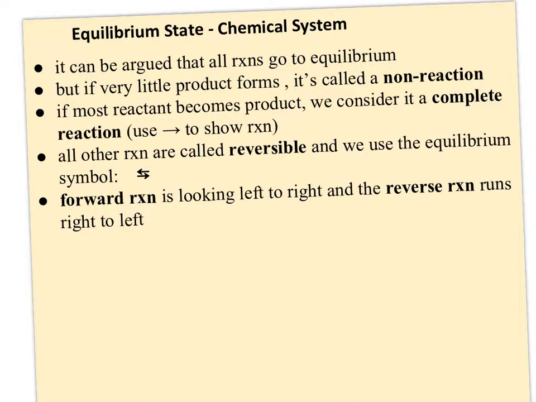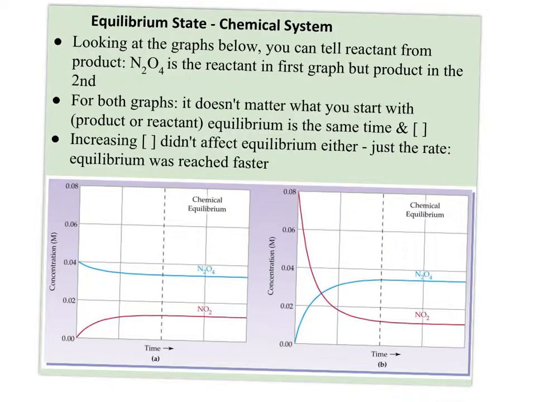So the forward reaction is looking left to right, whereas the reverse reaction is running from right to left. Looking at the graphs below, you can tell which reaction you're running, the forward or the reverse. The graph on the left, I see that the N2O4 is decreasing in concentration, so that must be my reactant, while the NO2 is my product. And on the right side, the NO2 is decreasing, while the N2O4 increases. So now NO2 is my reactant and N2O4 is my product.